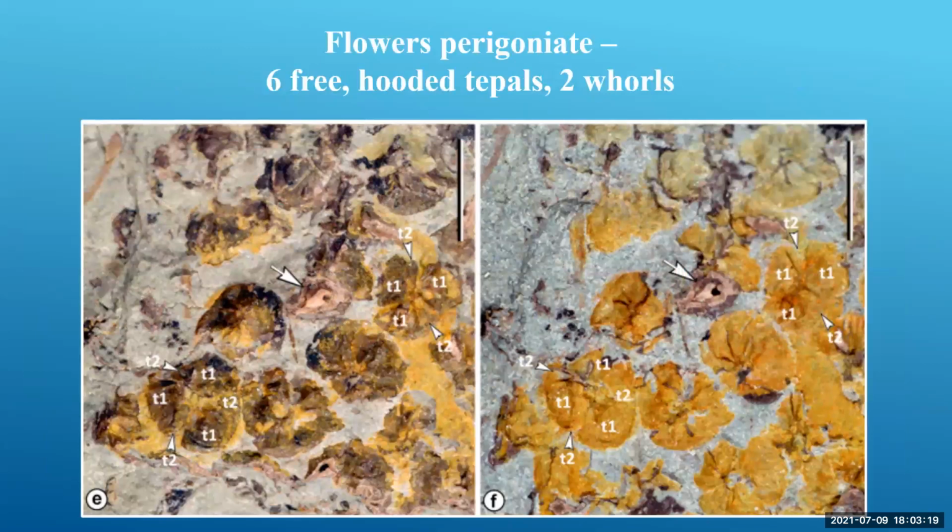Flowers are perigoniate. That is, they have petals or tepals. In this case, we have 6 tepals that are hooded or bent over, and they're in 2 whorls. You see these T1 and T2. So 1, 2, 3, the outer whorl, 1, 2, 3, that's the lower one. And you can see the counterpart on the other side. The arrow here points to a seed. We'll come back to those.